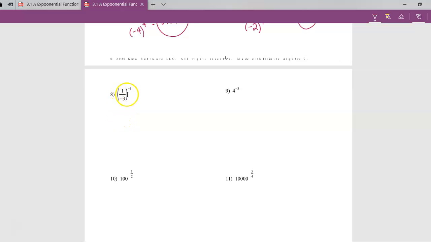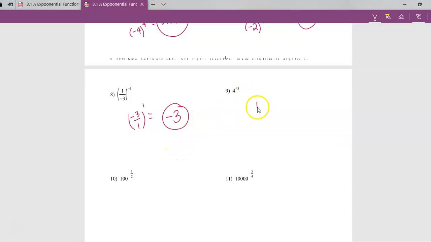1 over negative 3 to the negative 1 power. Since the entire thing is raised to the negative 1 power, again, it's just going to flip it right over. Then the negative 1 power becomes a positive 1 power. So this is just negative 3 over 1 to the positive 1. But raising something to the first power doesn't change it, right? So it would just be equal to negative 3.